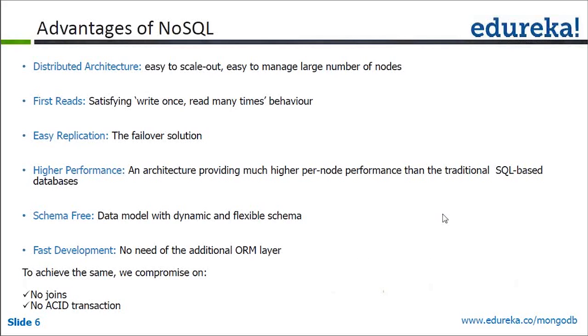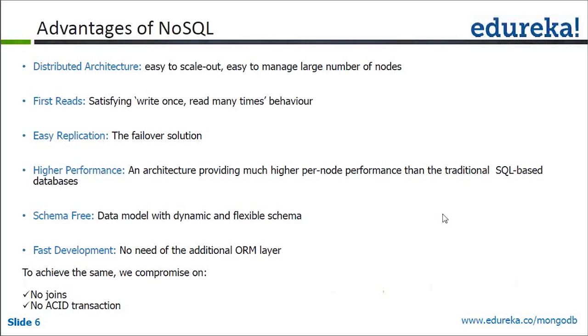And obviously, the data complexity. So the advantages: we are just talking about distributed architecture, fast reads, so satisfying write once and read many times. We have seen blogger applications, a lot of social networking sites where people write only once, and then a lot of people go and read. So there was a need where I can compromise on my write traffic, but the read traffic is very high. So that ask was very high.